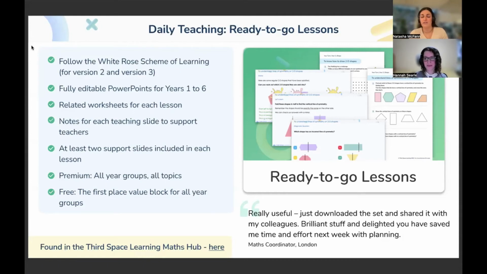Versus if they show lots of understanding or they show some confidence already, then the tutor will decide they're not going to make use of those support slides, they're going to skip over them and embed a bit more stretch and challenge into the lesson.